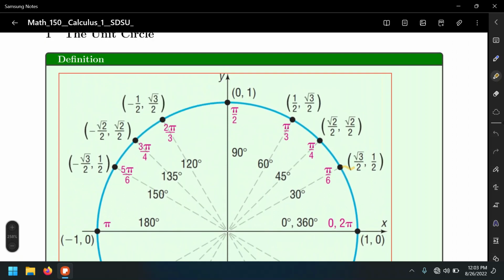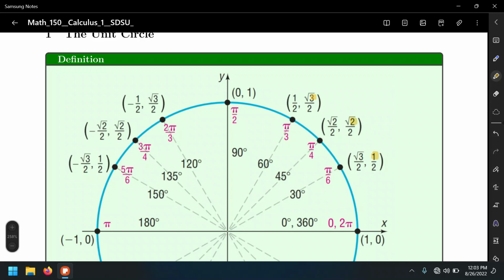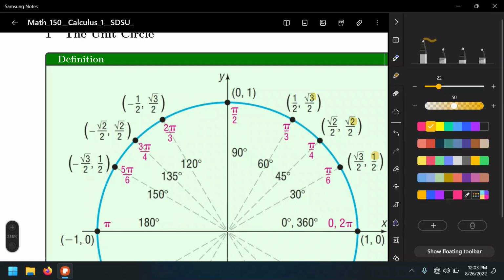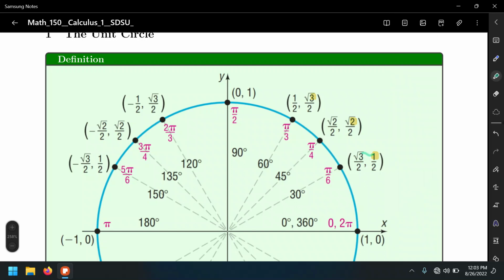Notice as we go counterclockwise with increasing angles, see how the y values get bigger? 1, 2, and 3. And in this case, the x values get smaller every time. 3, 2, 1. So basically there's an invisible square root of 1 over 2, but what's the square root of 1? Is it just 1? And basically there would be a square root of 0 over 2. Well, that's 0 as well.